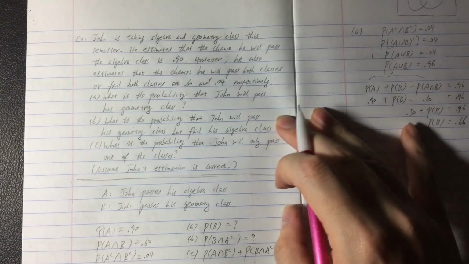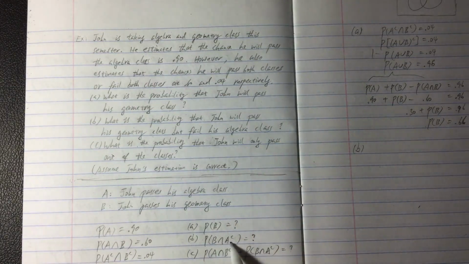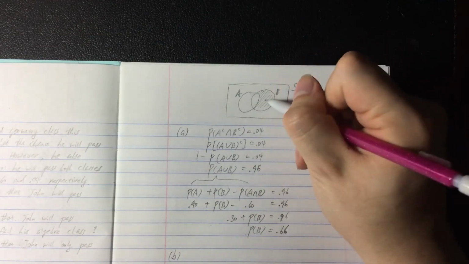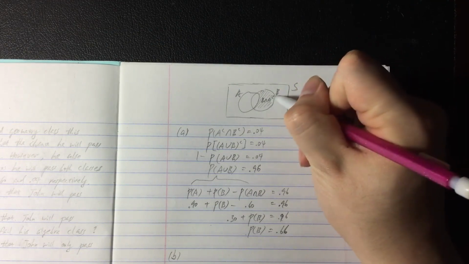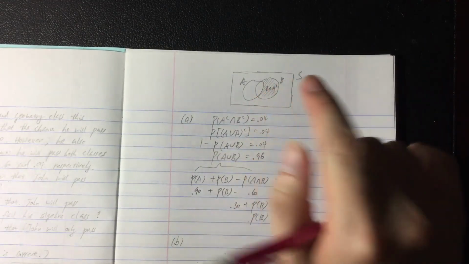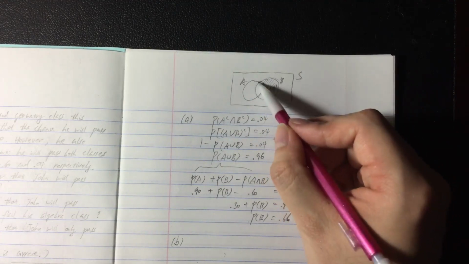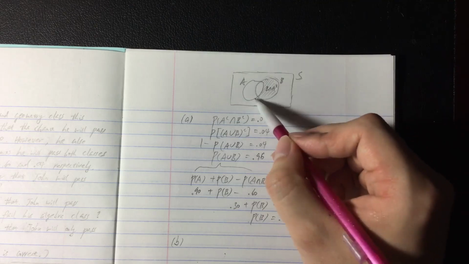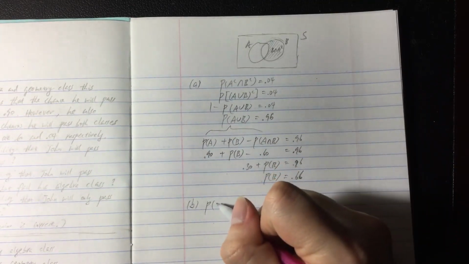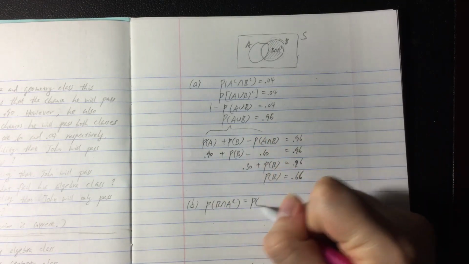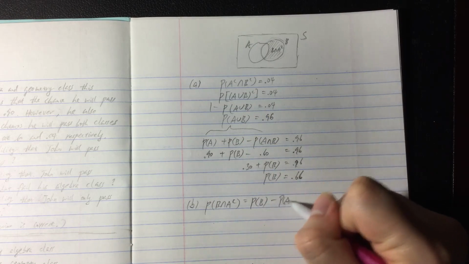Part B. We are looking for probability of B intersection A complement. B intersection A complement means everything in B but not in A. That can be written as probability of B take away the intersection of AB. So part B, probability of B intersection A complement can be written as probability of B take away probability of A intersection B.